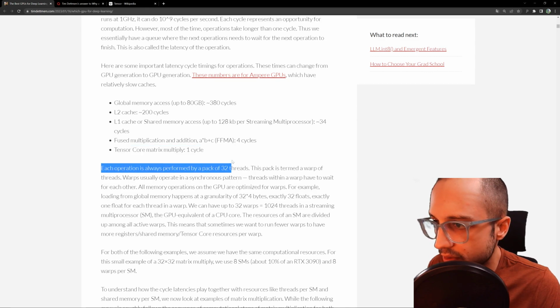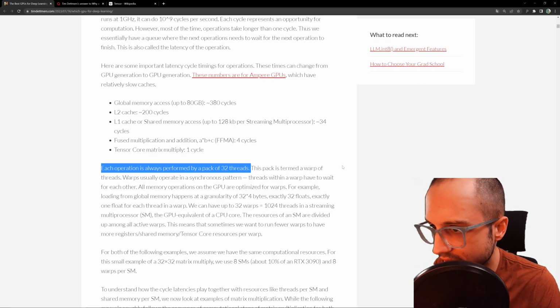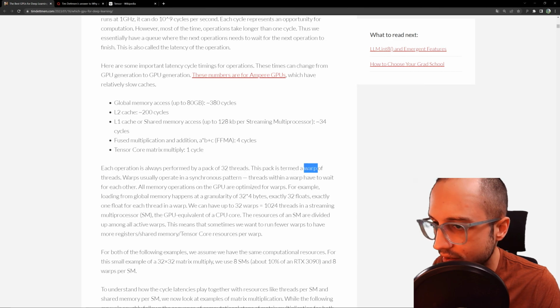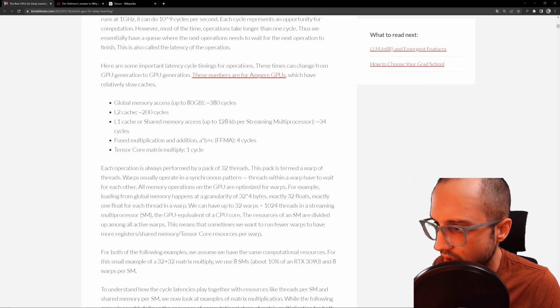Each operation is always performed by a pack of 32 threads. This pack is termed a warp of threads. Okay, so that's kind of like you have a murder of crows, I guess you have a warp of threads. Threads within a warp have to wait for each other. All memory operations are optimized for warps.